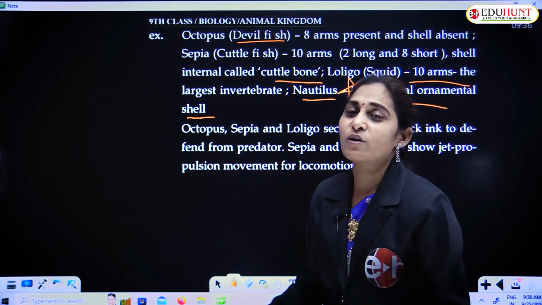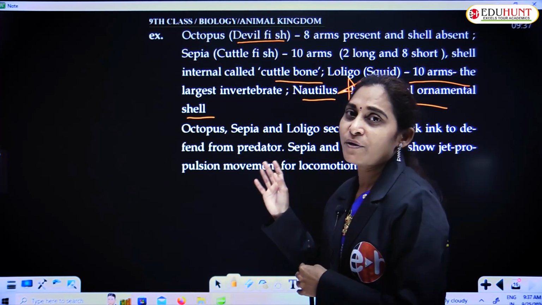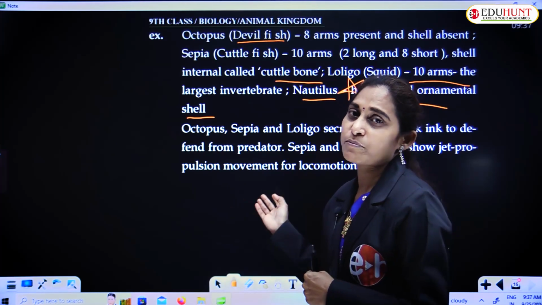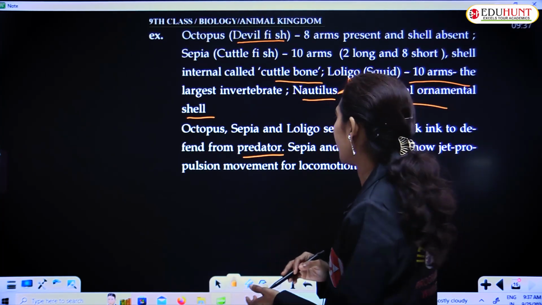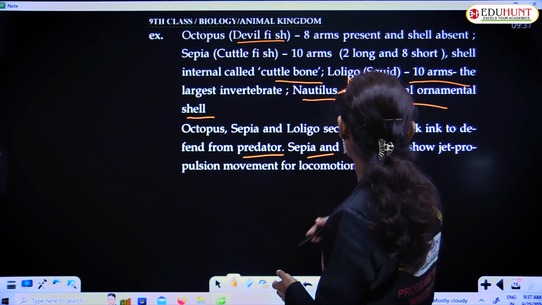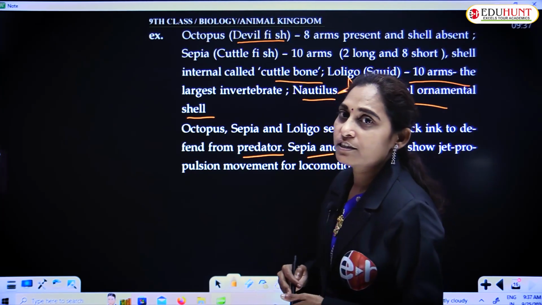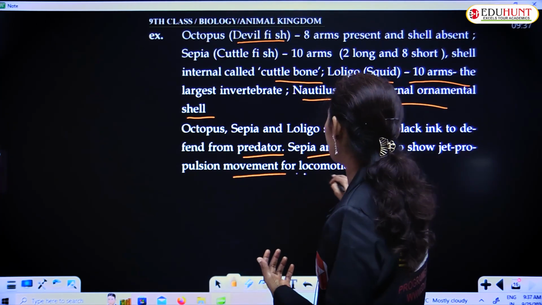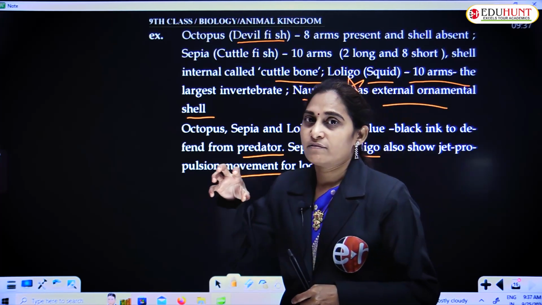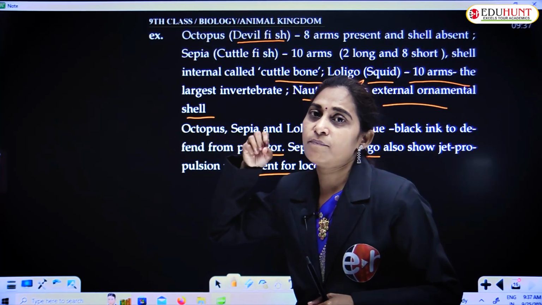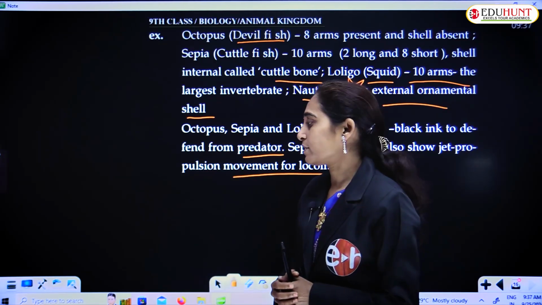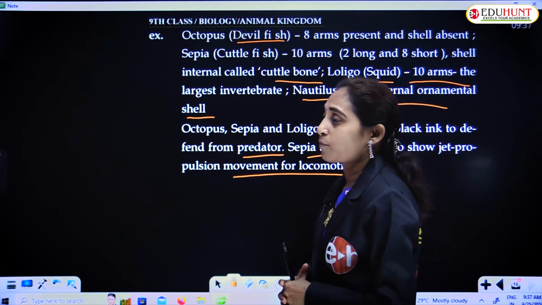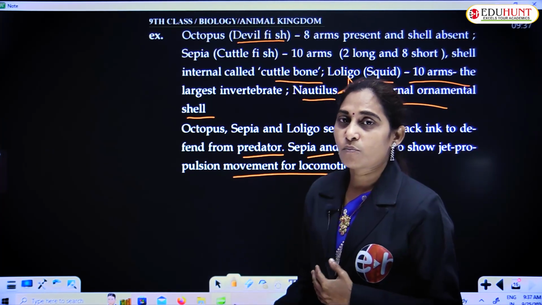It forms a cloud-like structure. Immediately it disappears and escapes from the enemy, the predator. Sepia and loligo also show jet propulsion movement for locomotion. That is, as the water exits with force, the body moves forward with that force. That is like jet propulsion locomotion.